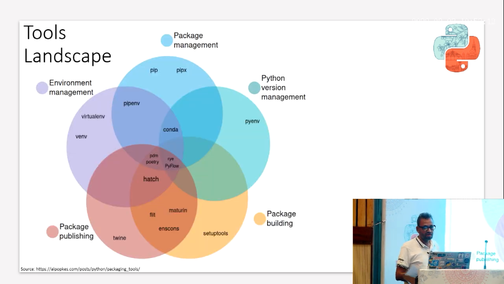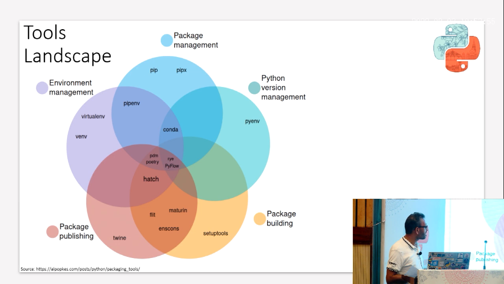Okay, let's look at the tools landscape. If you look at this Venn diagram here, the tools in the outer circle are the ones with a very specific purpose, only for that particular purpose. If you look at pip, it is used only to install packages, whereas virtualenv and venv are just to create the virtual environment. But the tools in the center can do more than one of these things, like package management, Python version management, environment management, things like that, right? There are some in the center like Rye and PyFlow. They can do all the activities mentioned in the Venn diagram. But some of them do a little bit more.